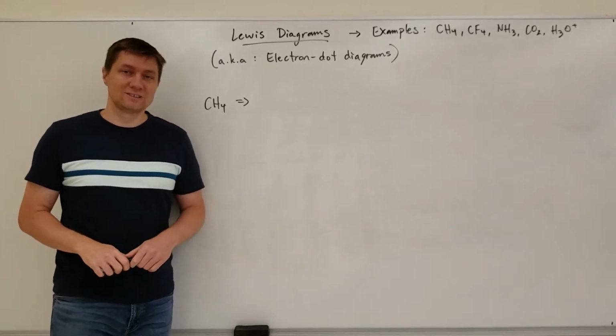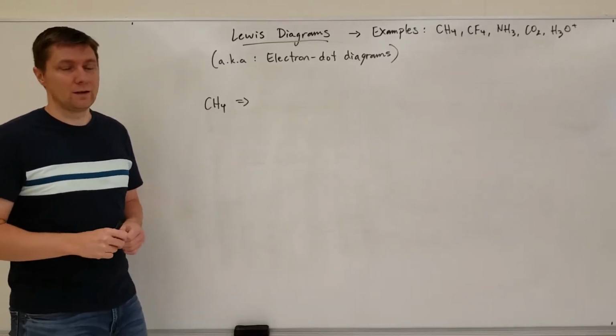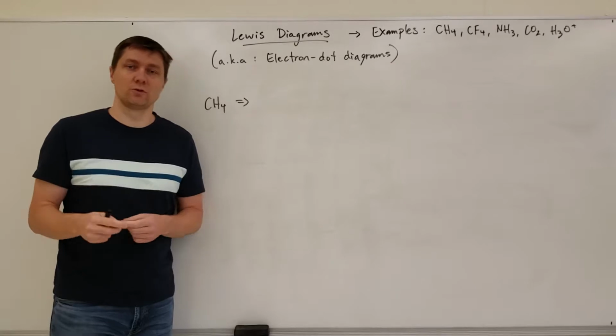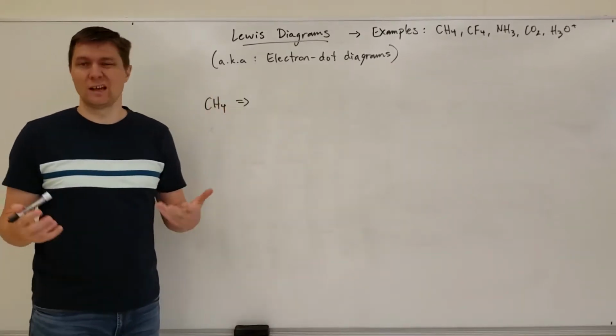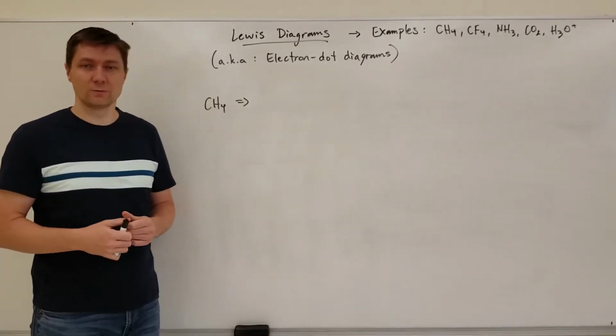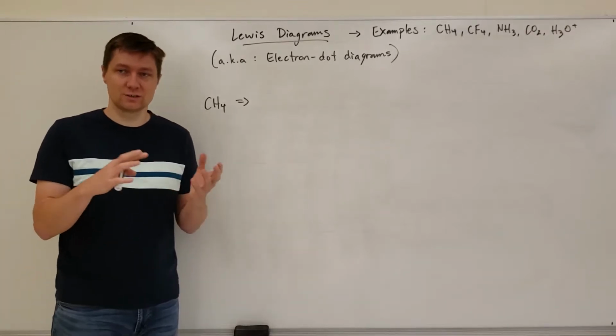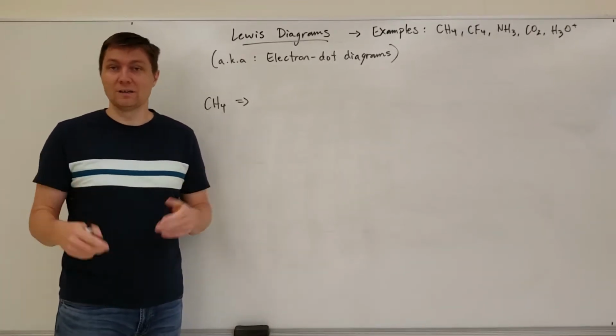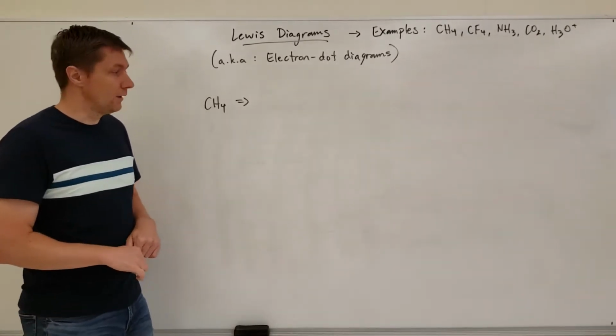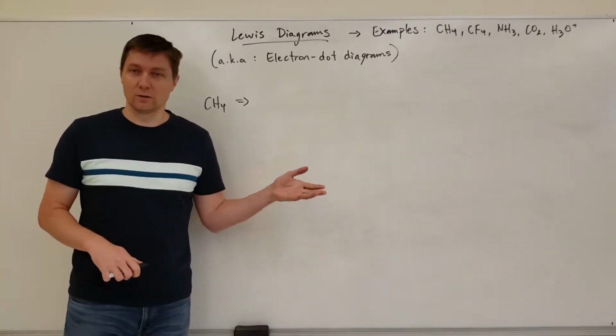So we're now going to look at Lewis diagrams. Lewis diagrams are oftentimes also referred to as electron dot diagrams. The reason we call them that is because we're just using dots to represent electrons, and we're making diagrams out of those. Now, in the previous video, we talked about Lewis symbols.